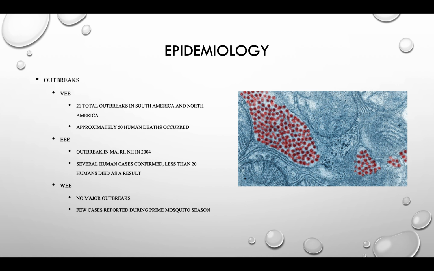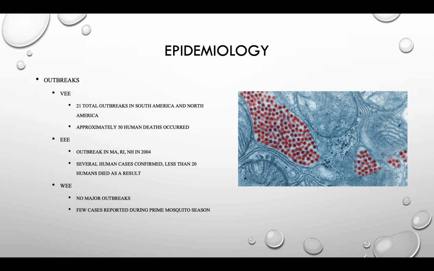What is the epidemiology of these viruses? There have been a few different outbreaks, not huge, but there definitely have been some outbreaks. For Venezuelan equine encephalitis, 21 total outbreaks in South America and North America combined. Approximately only 50 human deaths occurred. Still terrible, but definitely not a grandiose number as with other virus outbreaks. So 50 human deaths occurred total.